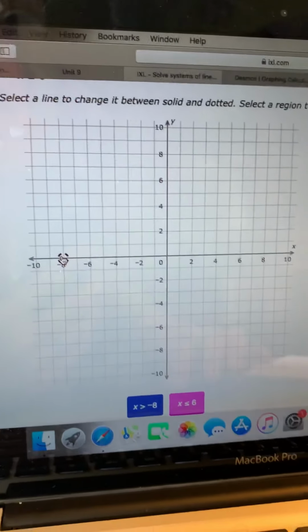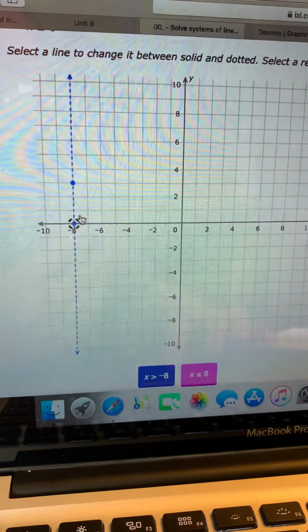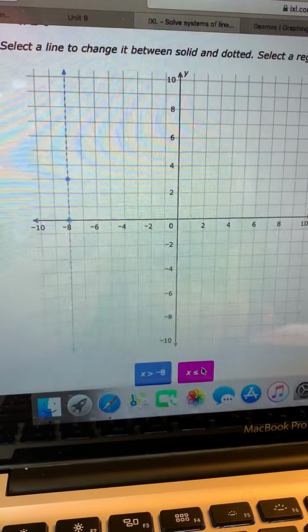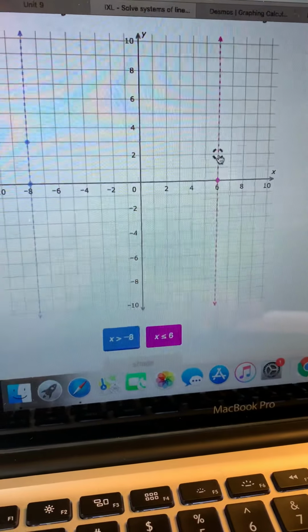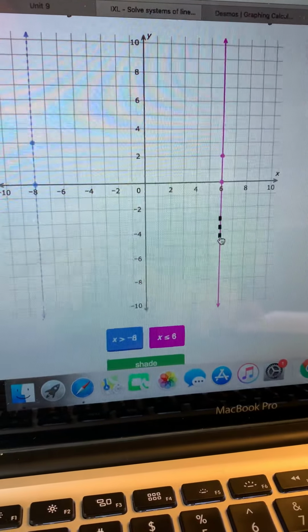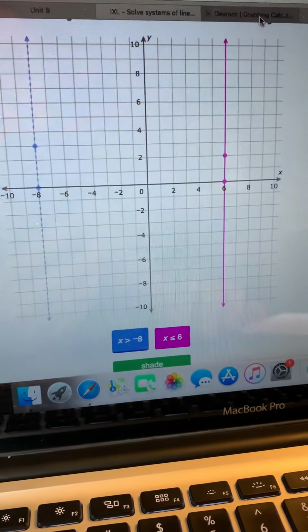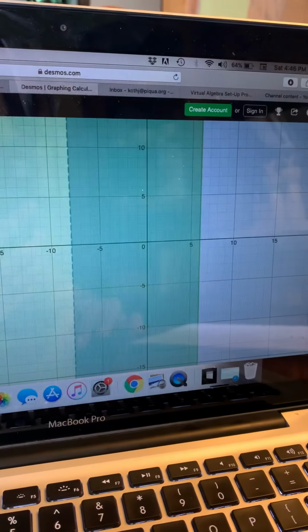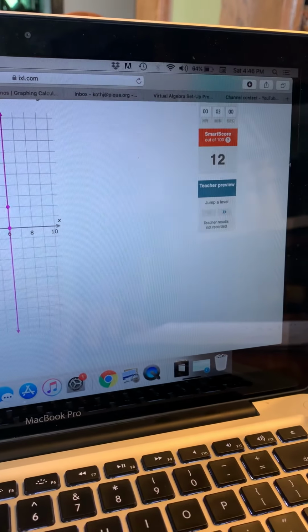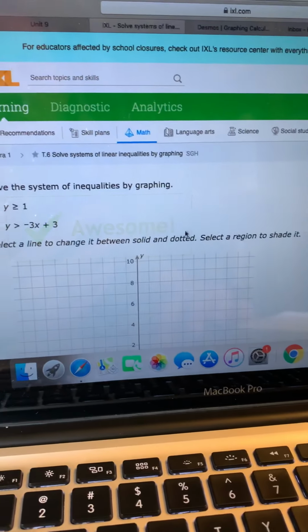X is greater than -8 would be a straight line. Don't forget to change it to dotted. X is less than or equal to 6 would be over here where x is 6, straight up and down. That one stays solid because that's a closed symbol. We check Desmos for the shading. Desmos says shade in the middle. That's where they're overlapped. So we switch to shading and do that section in the middle.